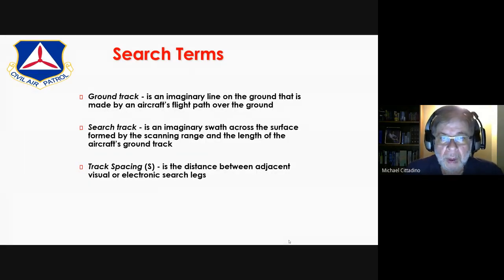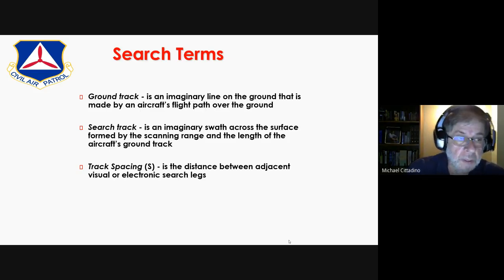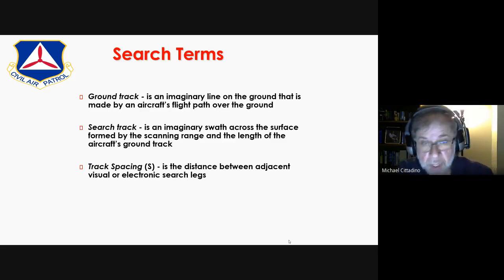Ground track is another term, and it is an imaginary line on the ground that follows the aircraft's physical line of flight through the air. Ground track is important because it gives us a reference to where we're going to be looking. We'll talk about ground track a little bit more, and we'll see how it also plays into our search patterns in the next chapter.